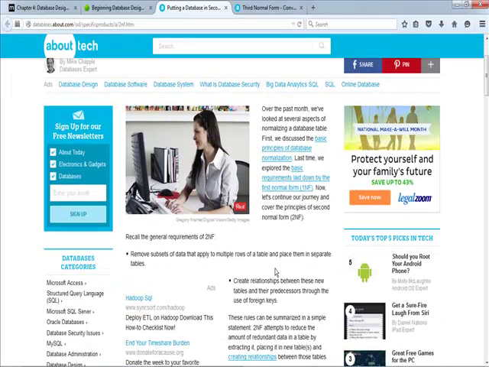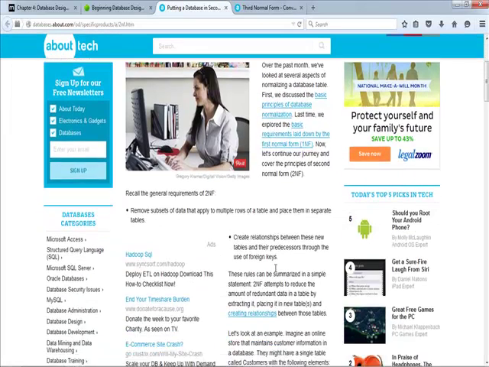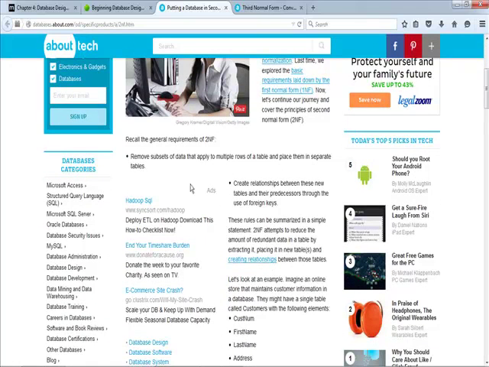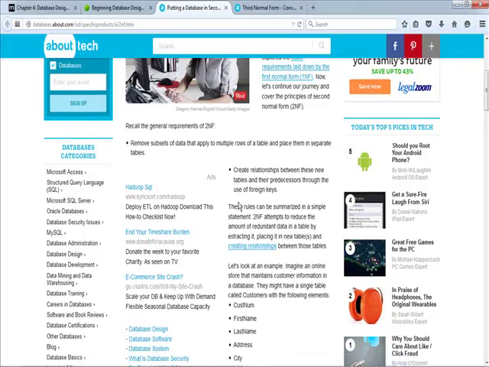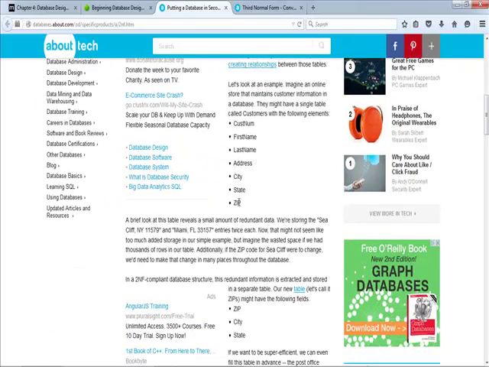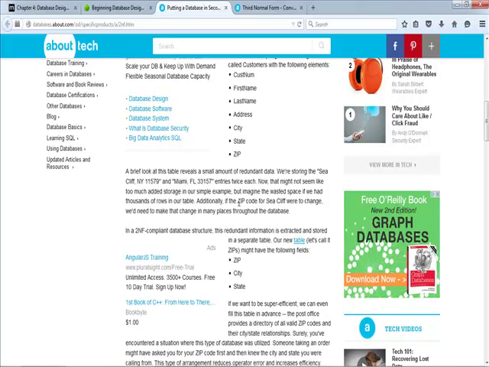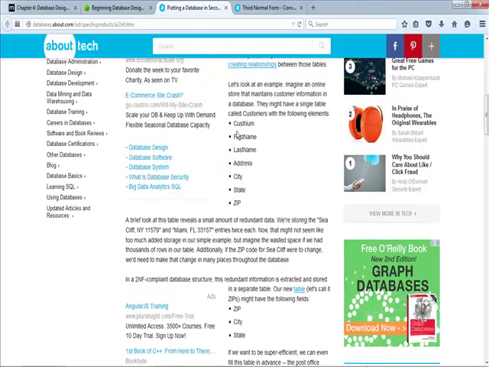Alright, when you go from first normal form into second normal form, first of all, to be in second normal form, you must already be in first normal form. You want to remove subsets of data that apply to multiple rows of a table, and you want to place them into separate tables and create relationships between these, again, through the use of primary keys. So if you look in here, here's an example that they give.